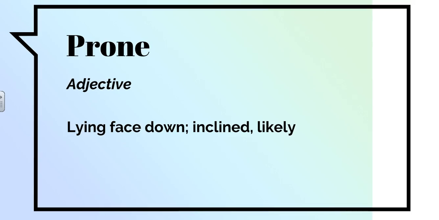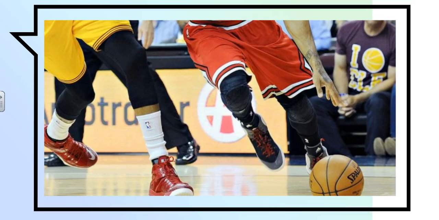Your next word is prone, which means lying face down, or it can also mean inclined or likely. You might see pro basketball players or any kind of athlete wearing some kind of supportive equipment like knee braces because they might be prone to injury because they've hurt that limb before. So if somebody has hurt their knee or had knee surgery, then they are prone to hurting it again. They are inclined to hurting it again. So they may wear a brace when they play basketball so that they can prevent injury again. Prone.